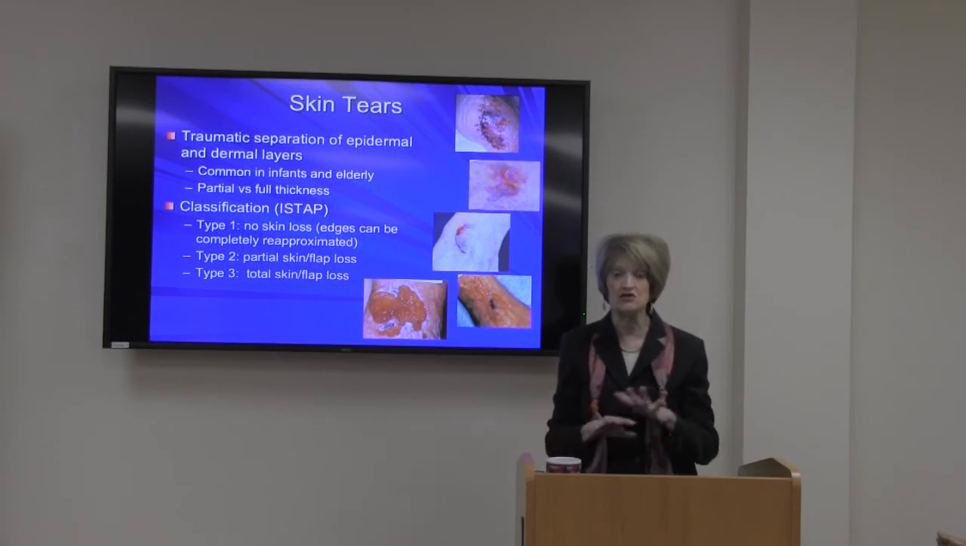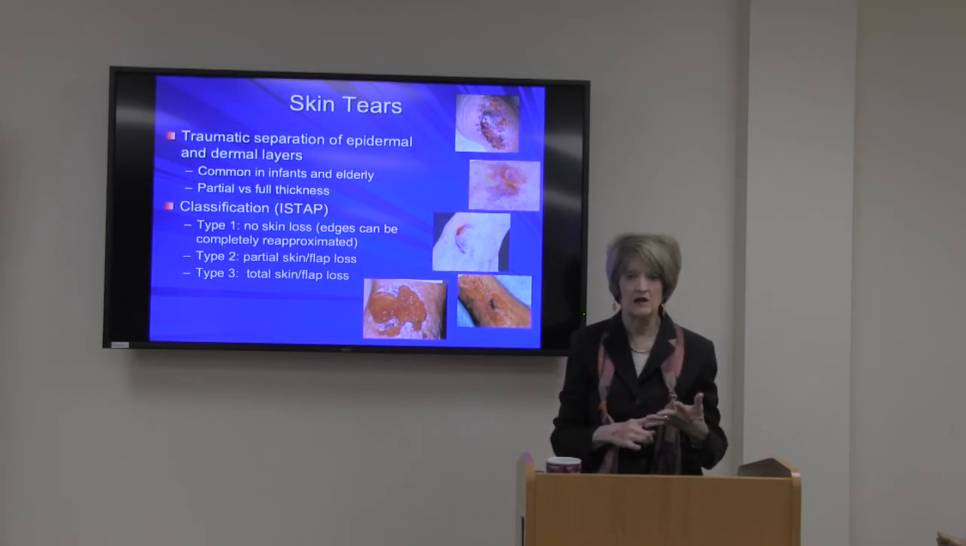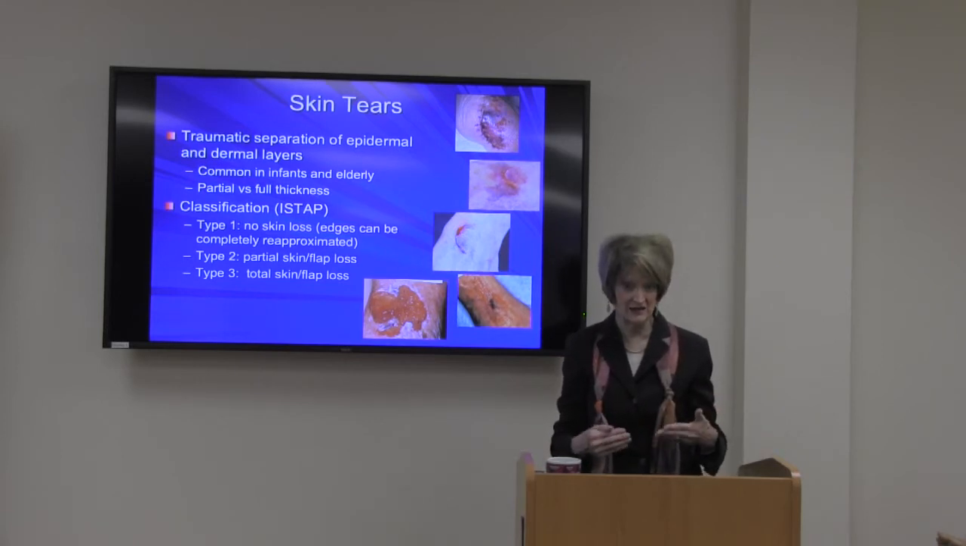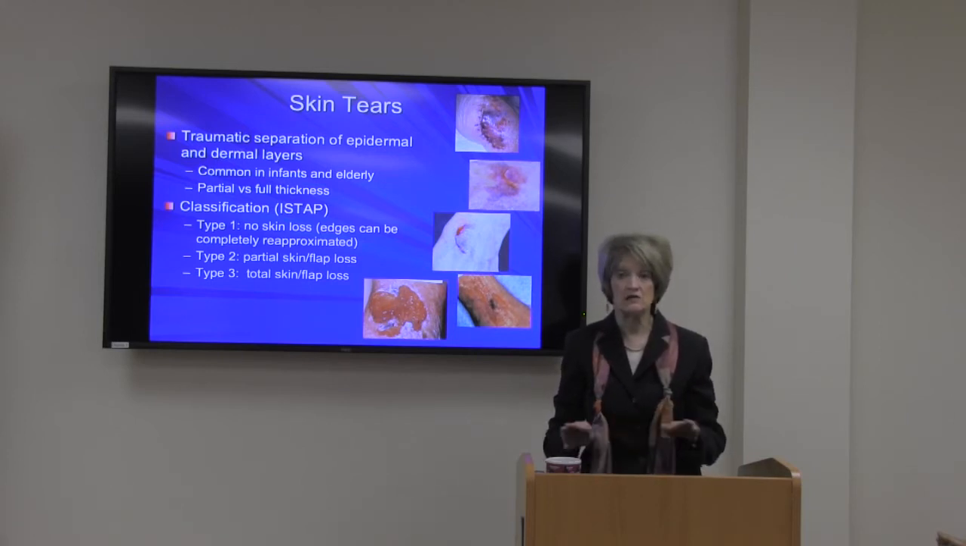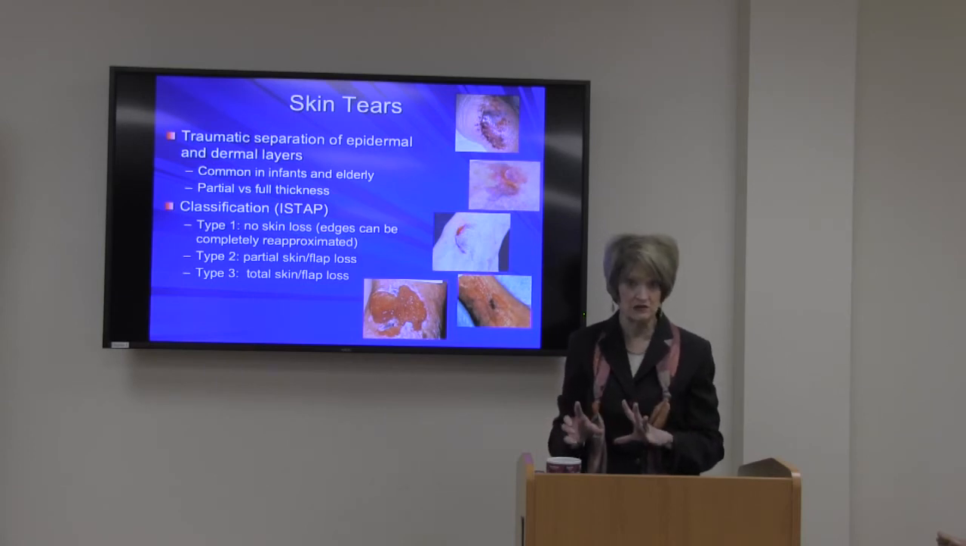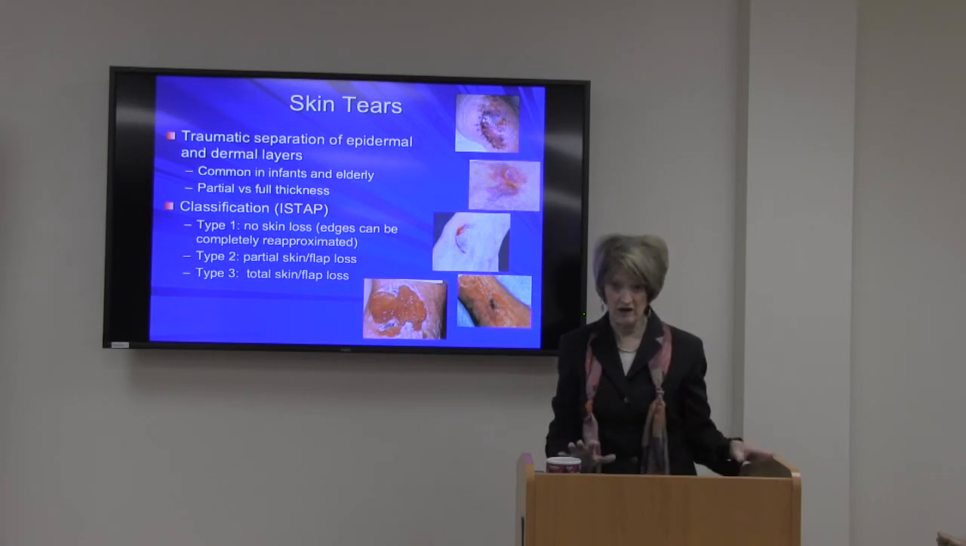And type 3 means you have total flap loss, so you're going to have a lot more exudate, and you're going to have to take that into consideration when you select your dressings. So type 1, no skin loss, no open wound. Type 2, partial skin flap loss, so you do have an open wound, but usually it's limited, with limited amounts of exudate. In type 3, total flap loss, a much larger wound, much higher volume of exudate.